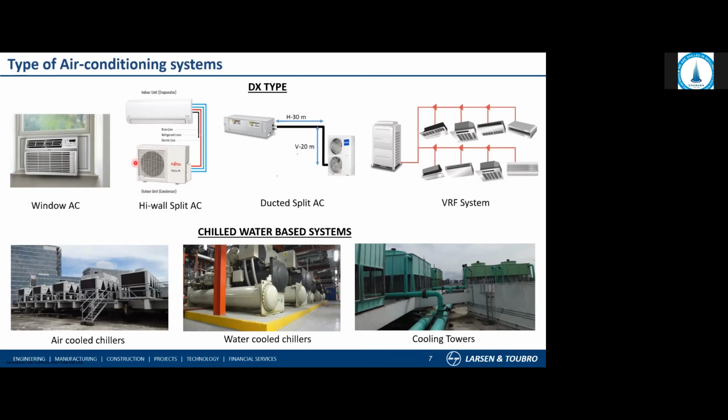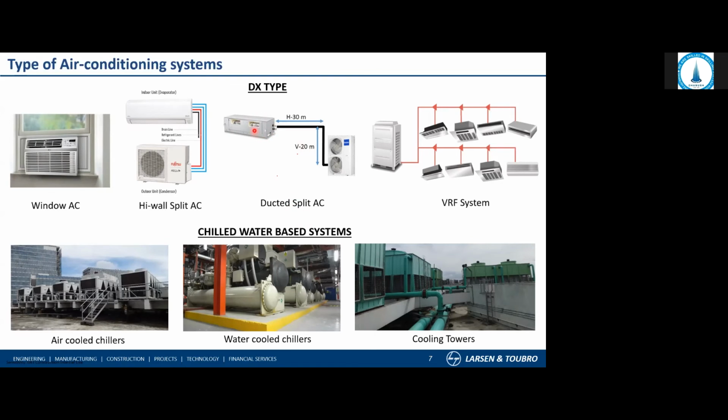So this is what we normally use in households, and even some commercial applications also use the high wall split. Now, a little bigger form of the high wall split is the ductable split AC, where the capacity of the air conditioner becomes bigger. And it's a ducted split.